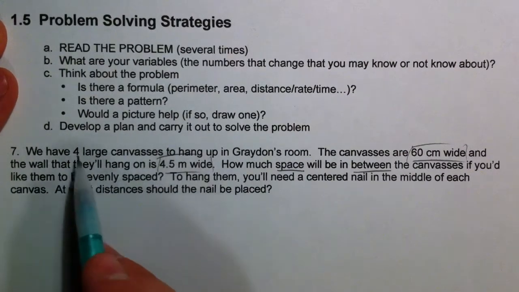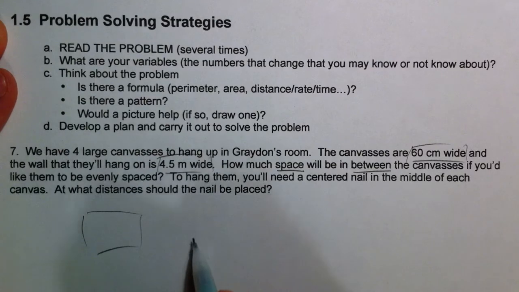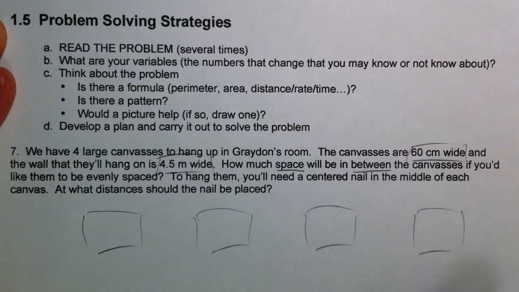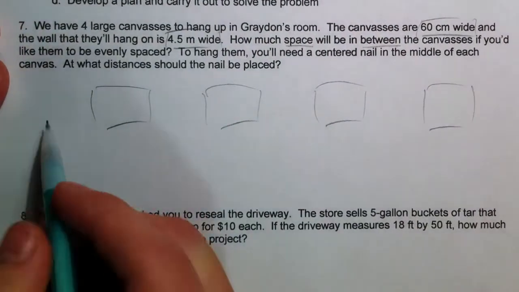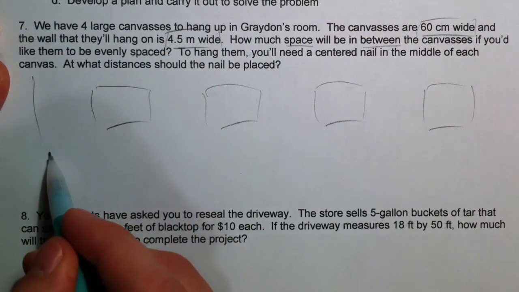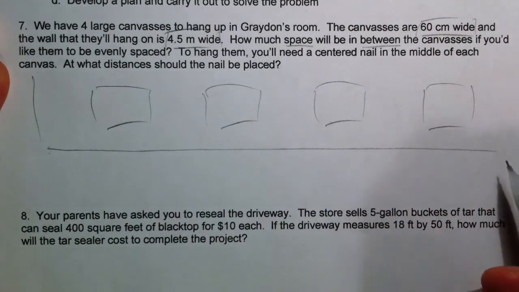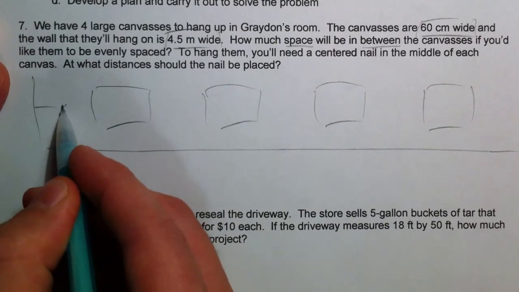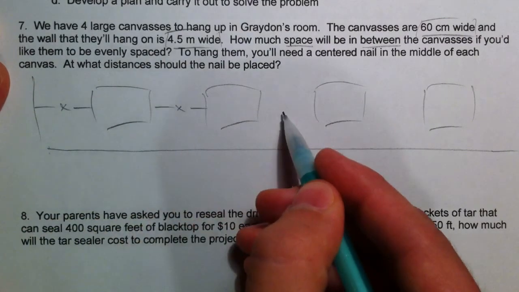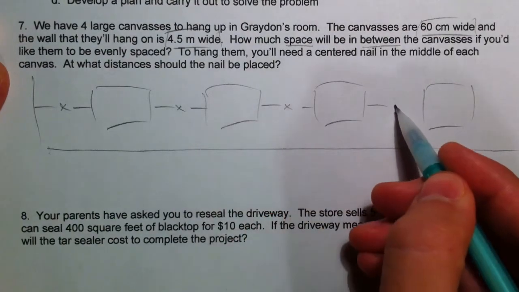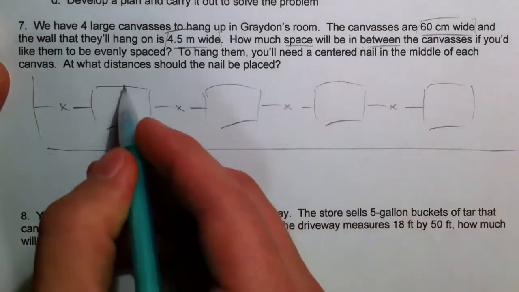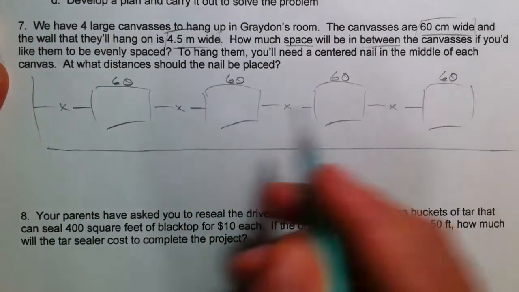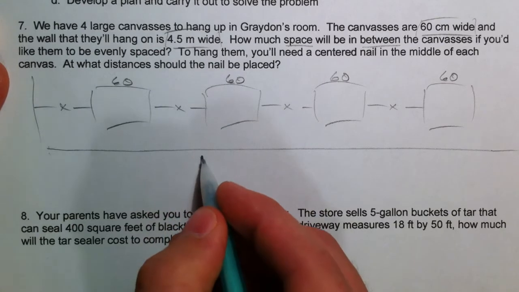So we have, again, 4 canvases. 1, 2, 3, 4. 4 canvases across the whole room. And so let's make this the wall. And we want them to be evenly spaced. This spacing is going to be the same along the whole thing. Canvases are 60 centimeters wide. So we have 60. And then the wall is 4.5 meters wide.